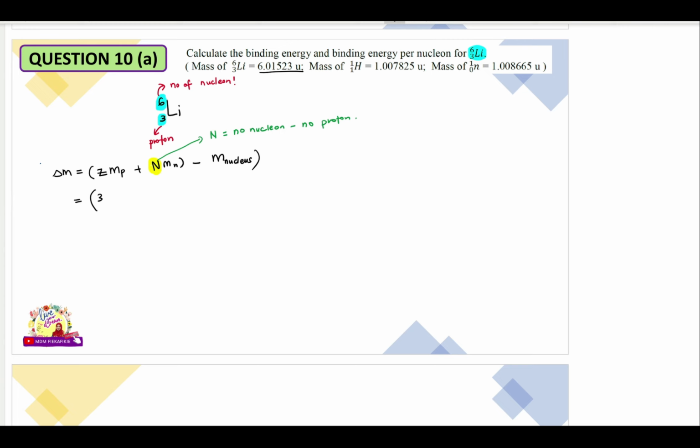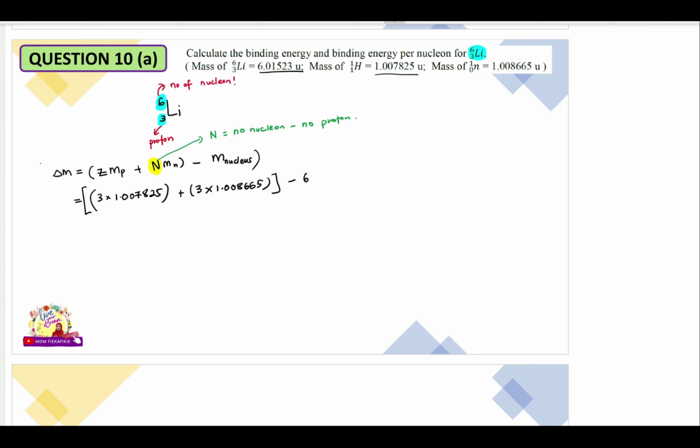Okay, sekejap kita buat bracket satu lagi. Darab dengan the mass of the proton. Mass of proton ini 1.007825, ini dalam unit U. Plus number of neutron is 3 times the mass of the neutron, minus the mass of the nucleus.